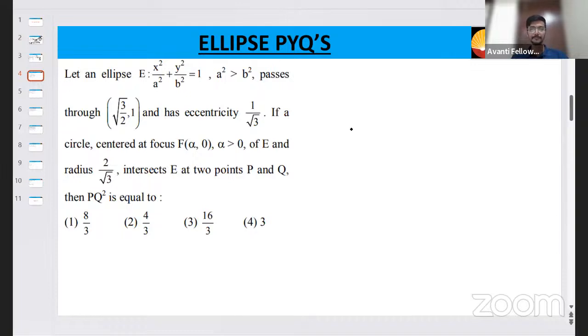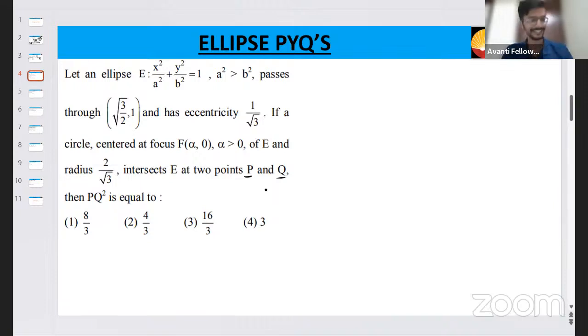Let the ellipse E, A square greater than B square, pass through the point given and have the eccentricity given. If the circle centered at the focus alpha comma 0 of E and the given radius intersects E at two points P and Q, okay, that means we need to get the coordinates of P and Q.